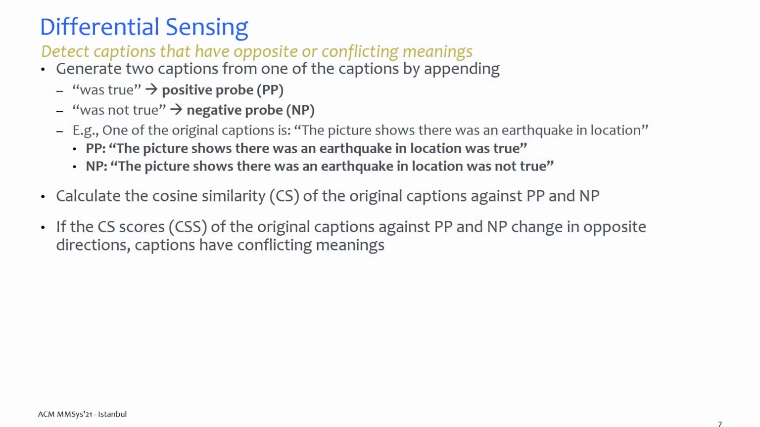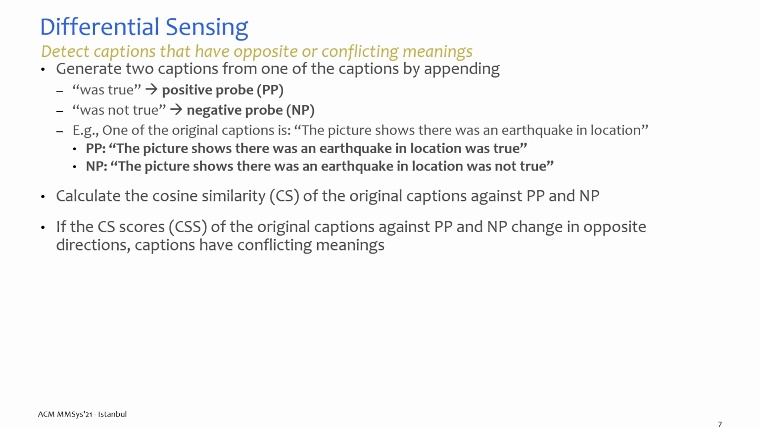Our first method is what we call differential sensing. In this method, we generate 2 reference captions, which we call the positive probe and the negative probe, using one of the given captions by appending "was true" and "was not true" to it. As an example, suppose one of the given captions is the following. The picture shows there was an earthquake in location. The positive probe becomes: the picture shows there was an earthquake in location was true. And the negative probe becomes: the picture shows there was an earthquake in location was not true.